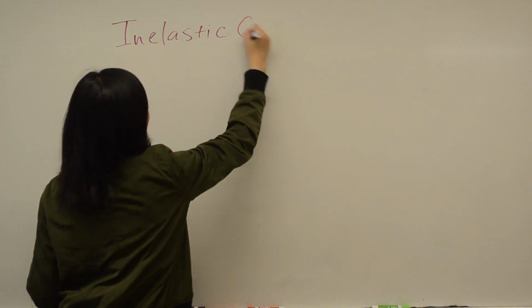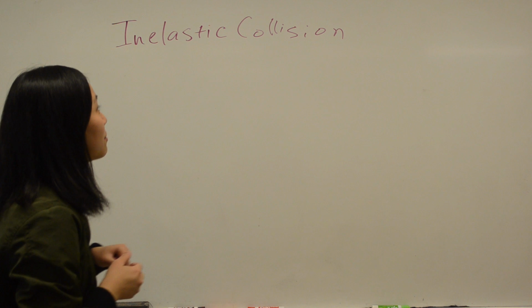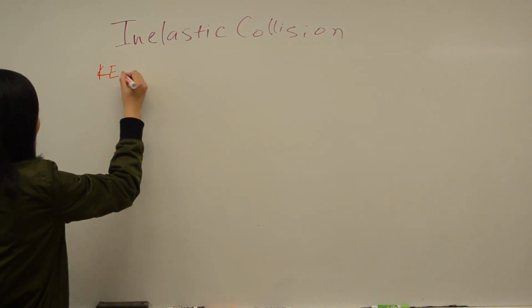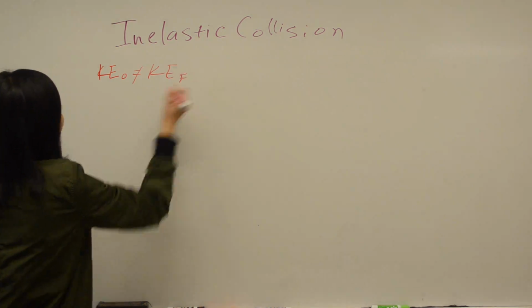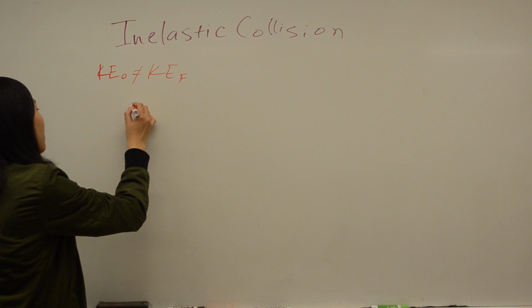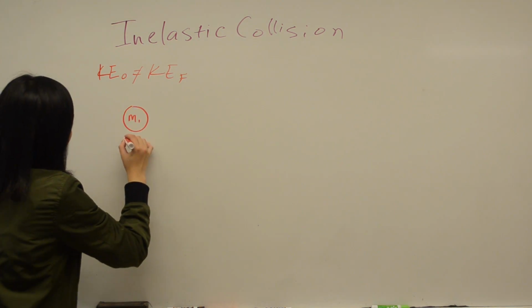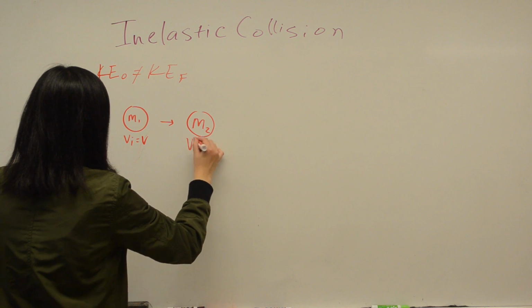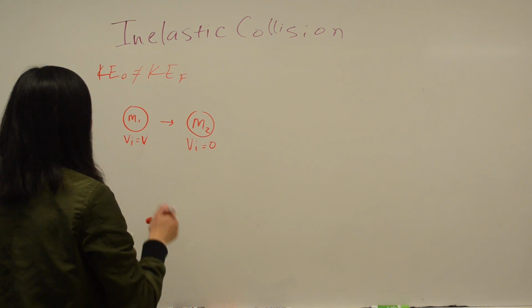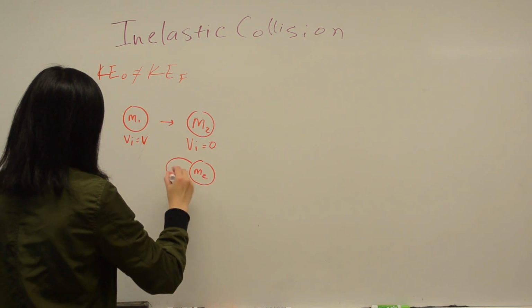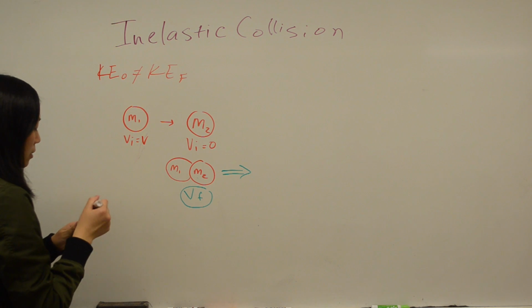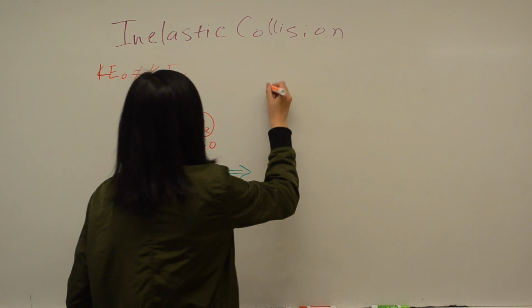Today we're gonna learn about inelastic collisions. As we previously mentioned, the main difference between inelastic and elastic is that for this one, kinetic energy is not conserved. So kinetic energy initial is not equal to kinetic energy final. In most of these cases, it happens when one body, mass 1, with some initial velocity collides with M2, and then they end up together and move as one unit at the very end with a final velocity.